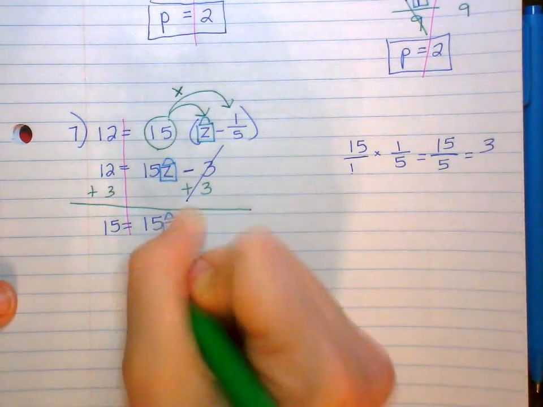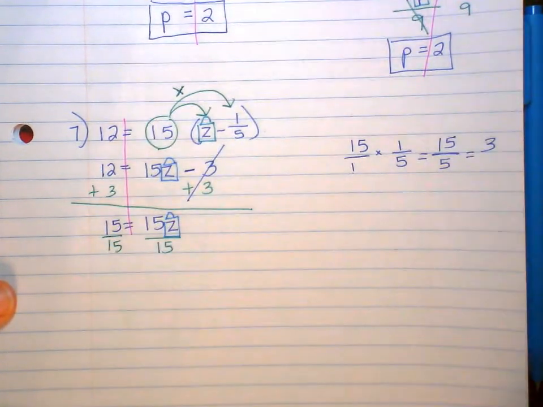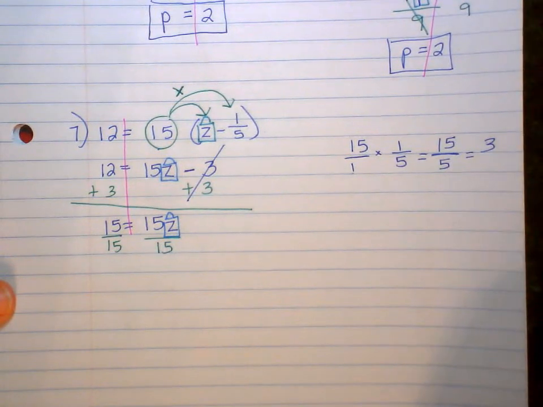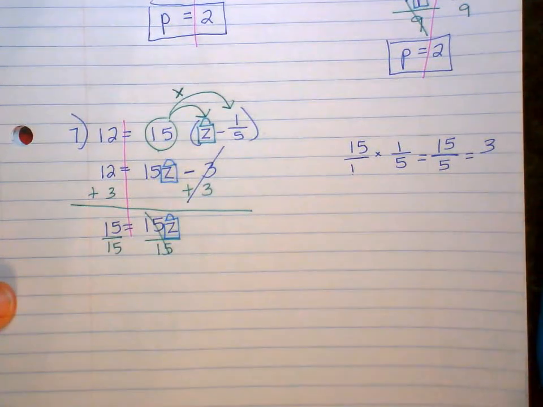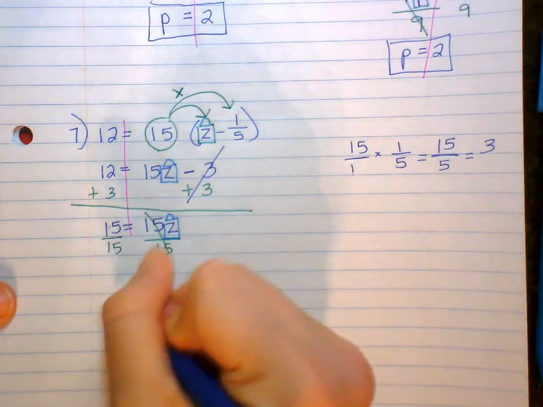They're touching, they're married, they're being multiplied. We have to divide both sides by the 15, by the coefficient. 15 divided by 15 is 1, which just leaves us with z. We're lazy, we don't write the 1. 15 divided by 15, 1.